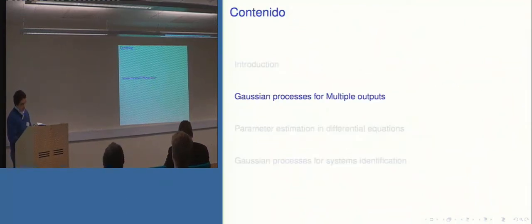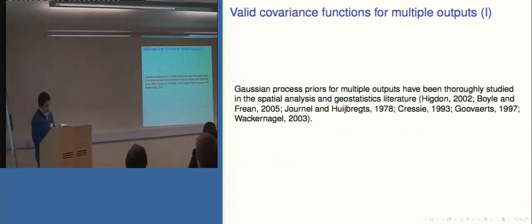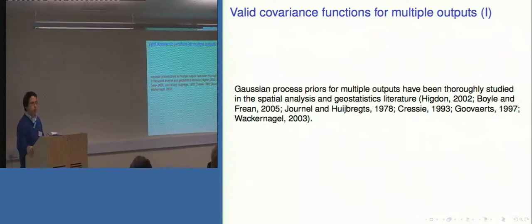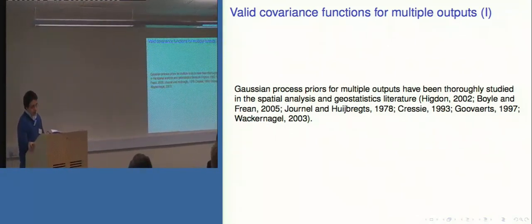Okay, so this is something that Neil gave a talk about this week, Gaussian processes for multiple outputs. This has been studied a lot in the geostatistics literature, the spatial analysis literature. So there are books about this. We have a paper in which we make a general model, and then we show how many different models in the machine learning and the geostatistics literatures are particular cases of that model.